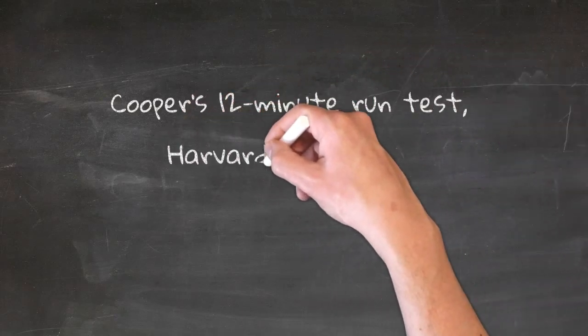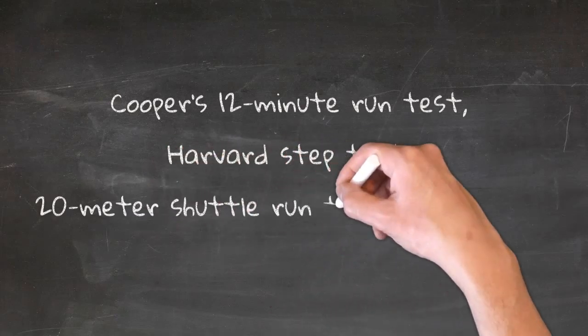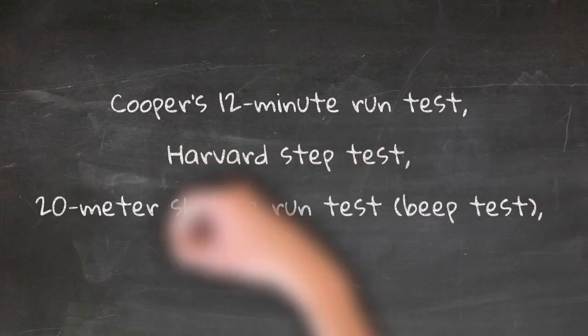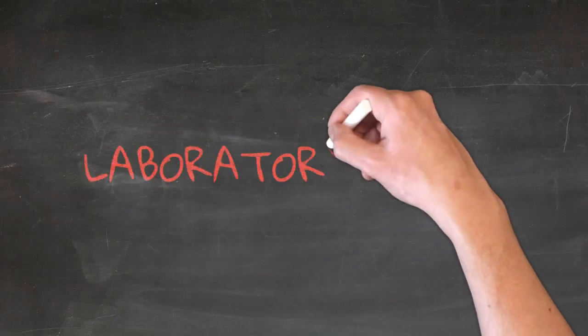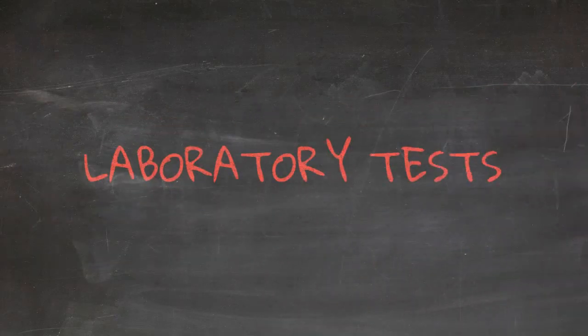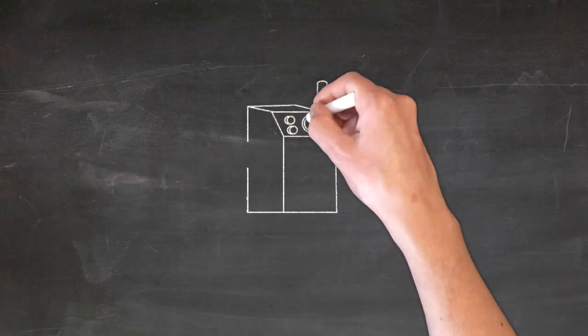Some common field tests include the Cooper's 12-minute run test, Harvard step test, 20-meter shuttle run test, and 6-minute walk test. Another method for assessing cardiovascular fitness are laboratory tests. Laboratory tests are conducted in a controlled environment and typically involve a graded exercise test, where the individual exercises on a treadmill or cycle ergometer while their heart rate, blood pressure, and other physiological parameters are monitored.